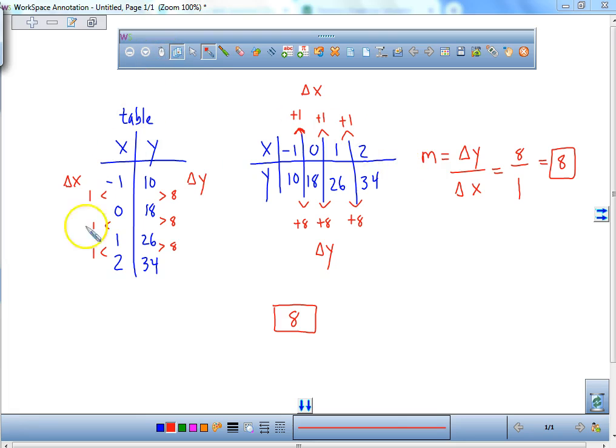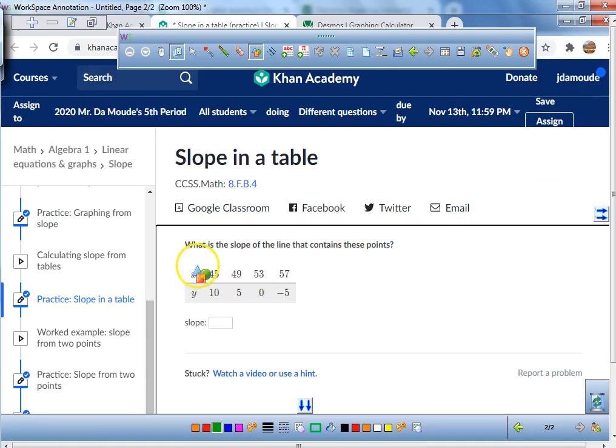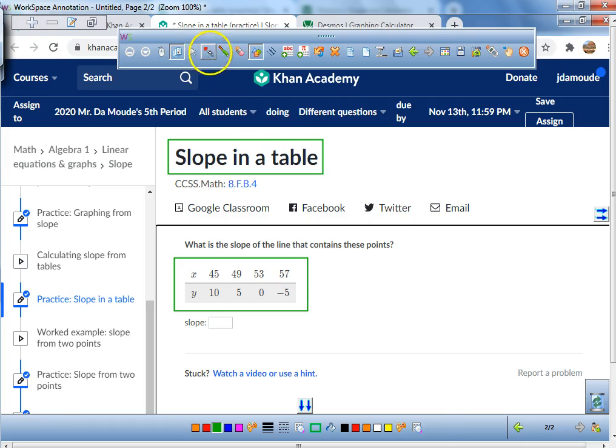Let's go ahead and look at the next problem. Here we go. Can you please put this one carefully in your journal? Remember, we're dealing with slope in a table. So here's our table. While you guys are writing that table carefully down in your journal, I'm going to craft it vertically over here.